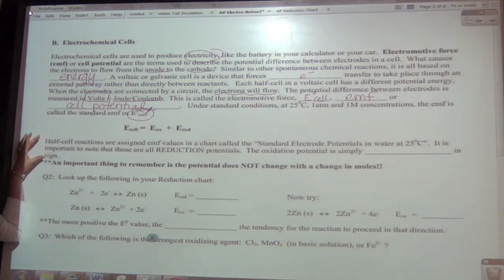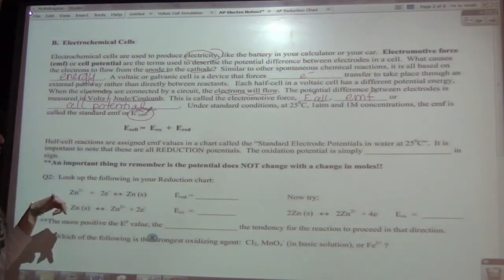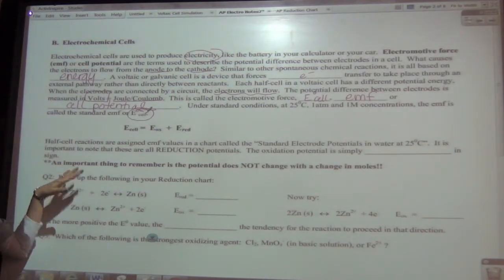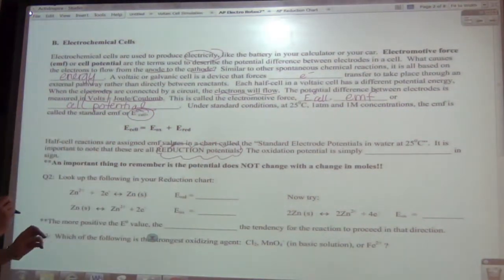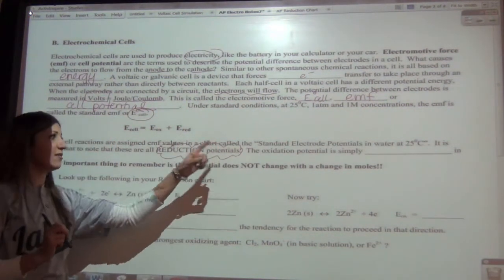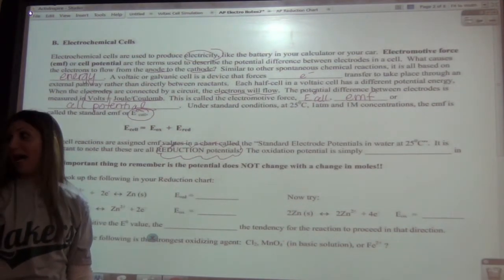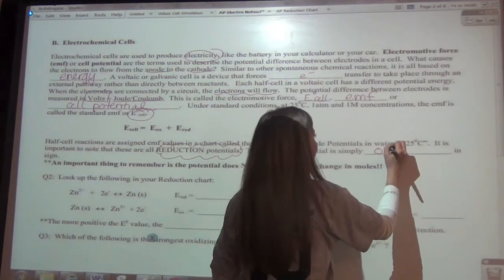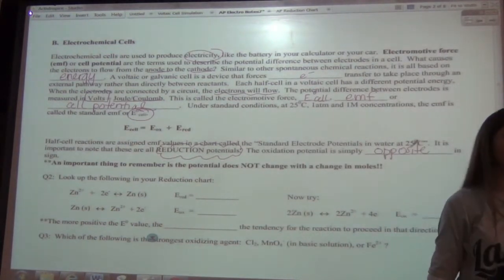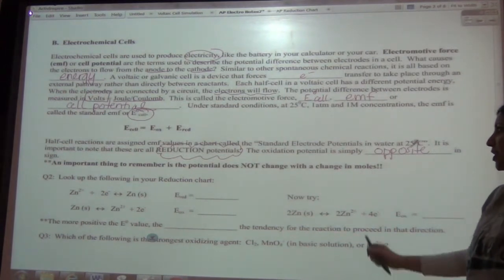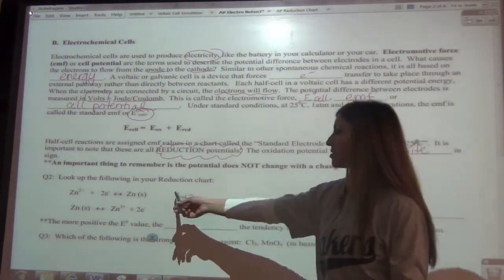So it says, half-cell reactions are assigned EMF values in a chart, and it's called the standard electrode potentials in water at 25 degrees Celsius. It's important to note that these are all reduction potentials. We're going to take a look at a chart in a second here. The oxidation potential, what do you think? If it's giving you a chart of only reductions, what do you think oxidation is? Opposite. Perfect. It is simply opposite in sign. That's all it is. You just switch the sign and you've got oxidation instead of reduction. So let's take a look at our reduction chart and check to see what these values are.